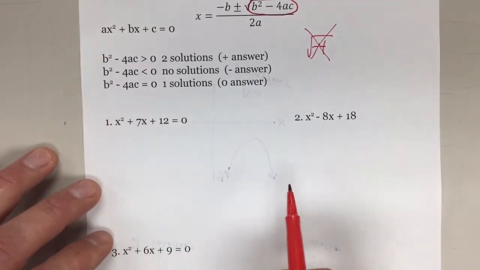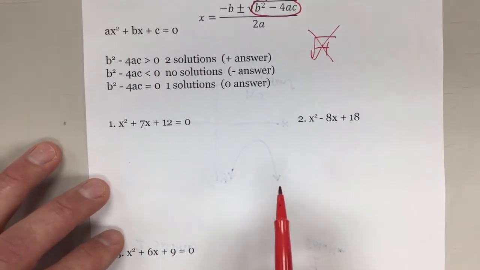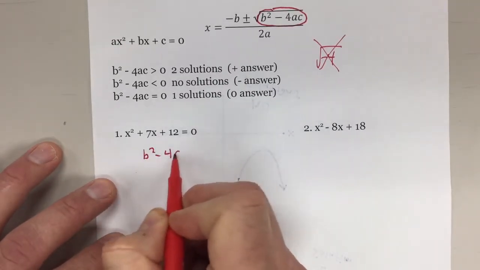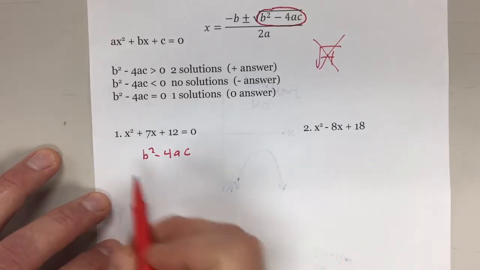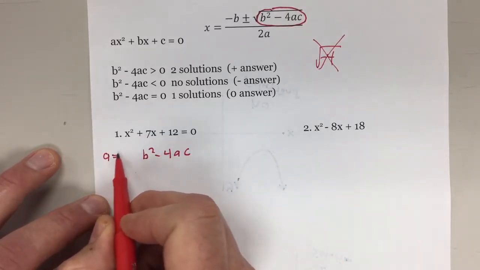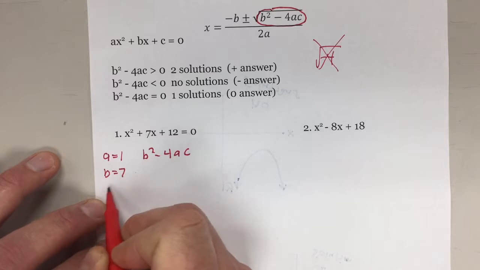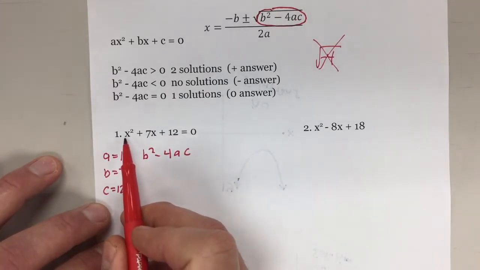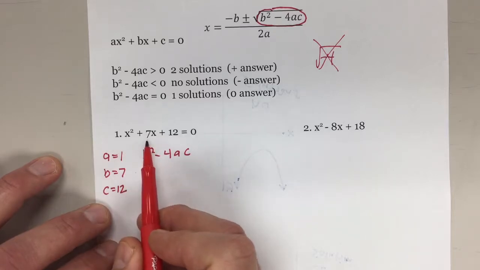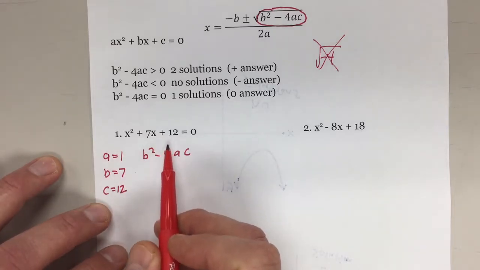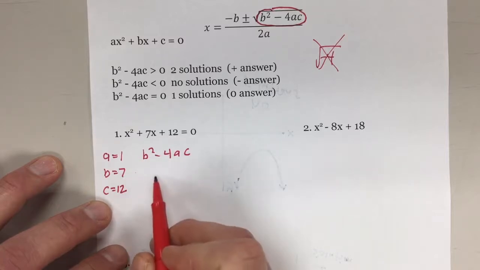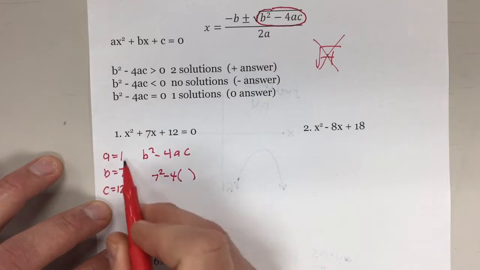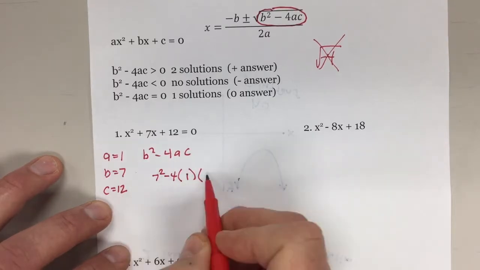So today, when we're solving quadratics, the first thing I want you to do is do the discriminant. So I want you to figure out b squared minus 4ac. So again, I can write down to the side, my a is 1, my b is 7, my c is 12. Because remember, the number in front of x squared is a, the number in front of x is b, the number by itself is c. So now b squared would be 7 squared. Then minus 4, it's always 4. A is 1, c is 12.